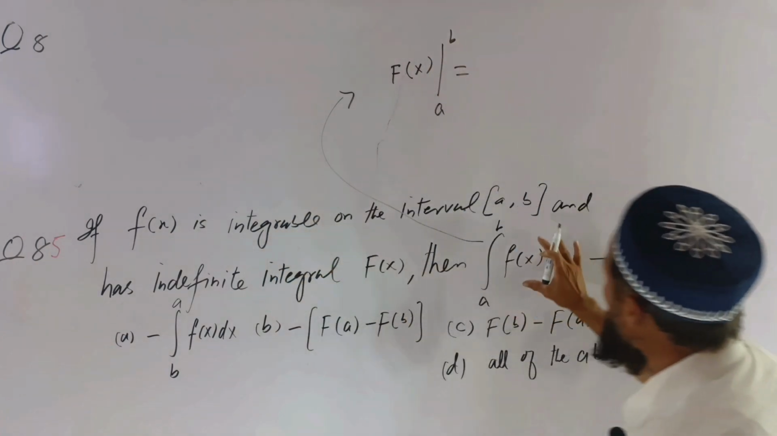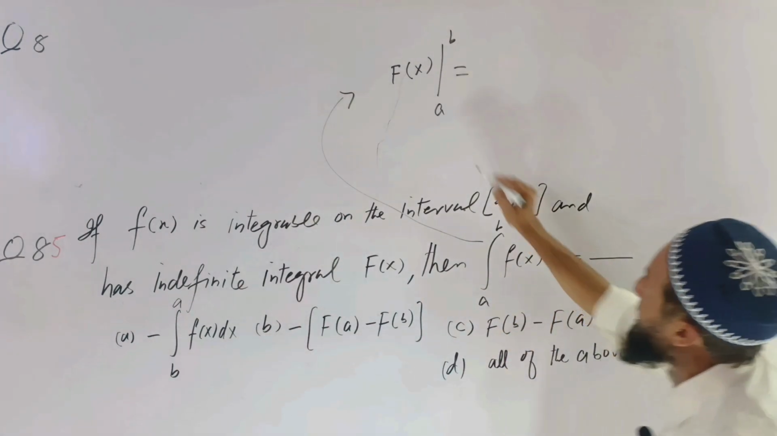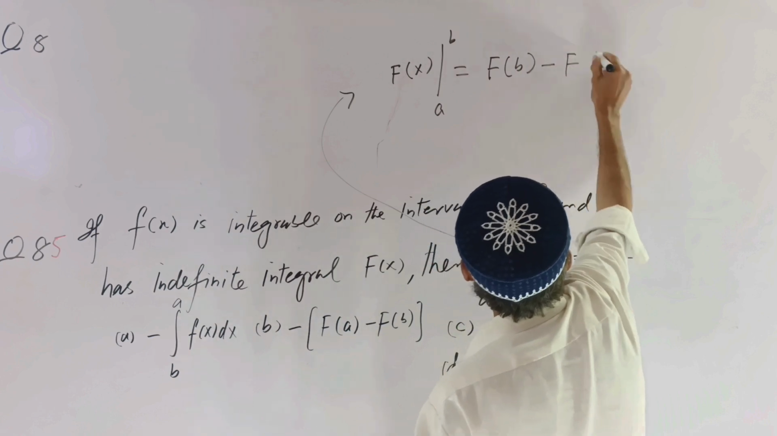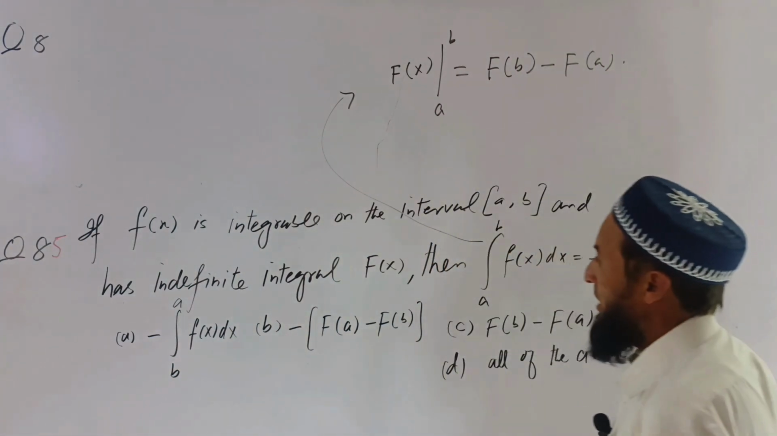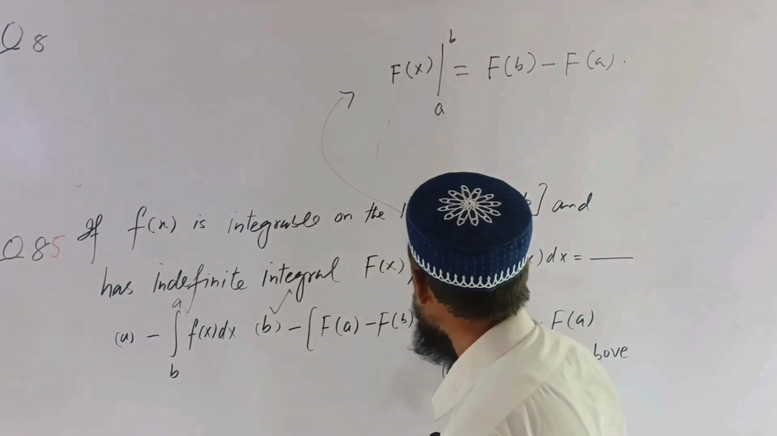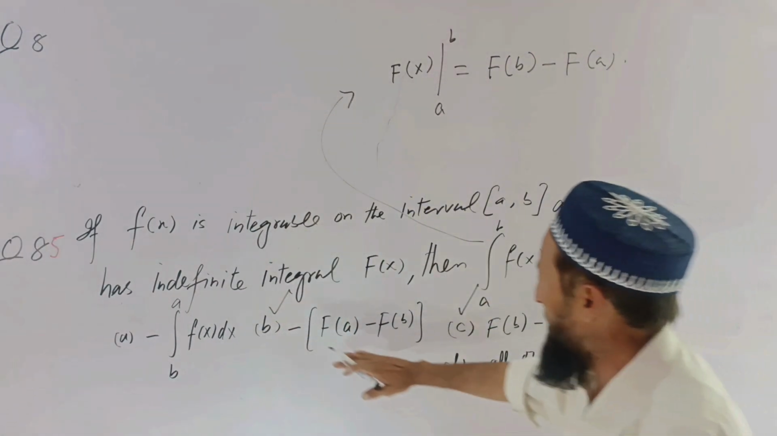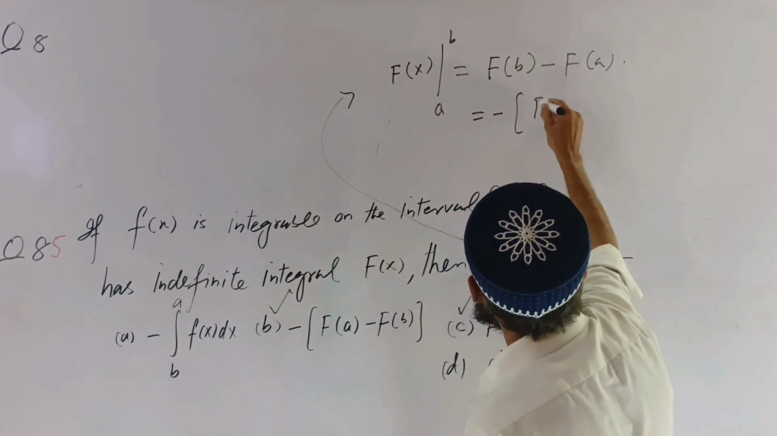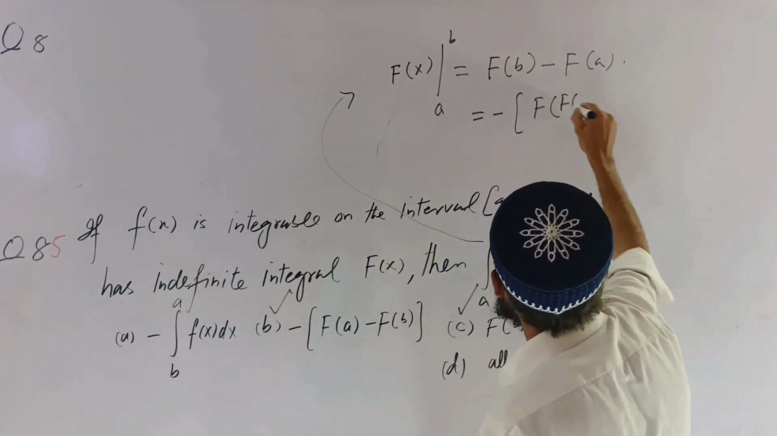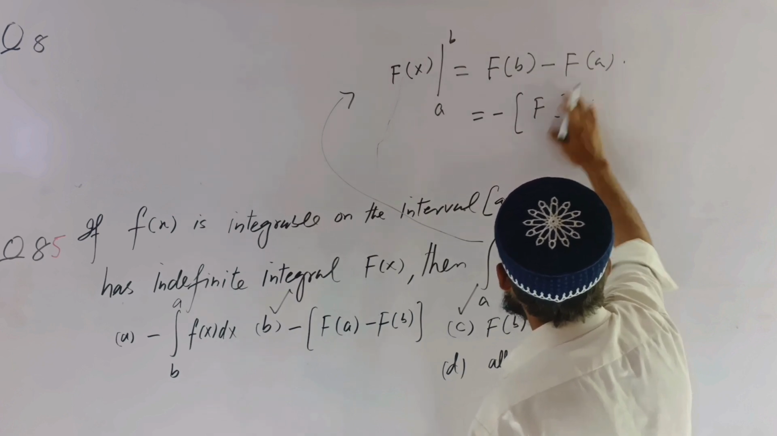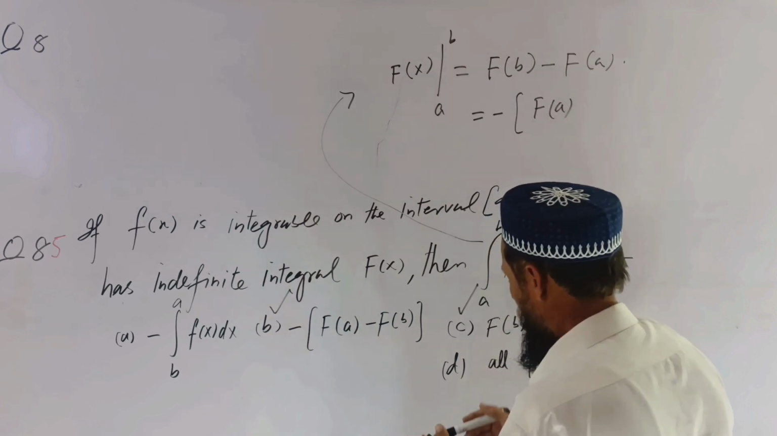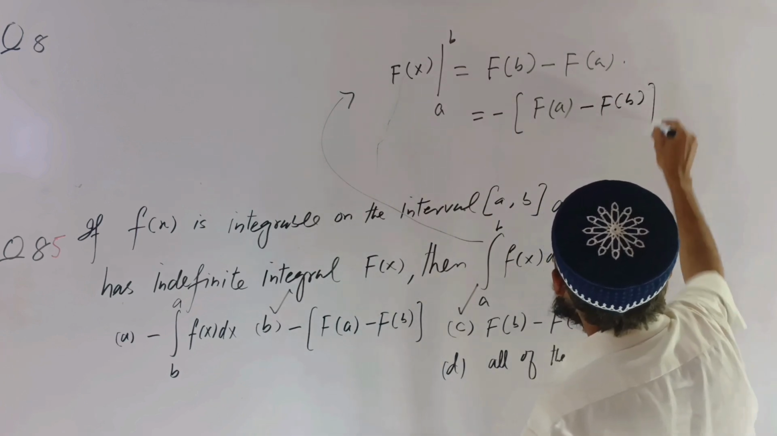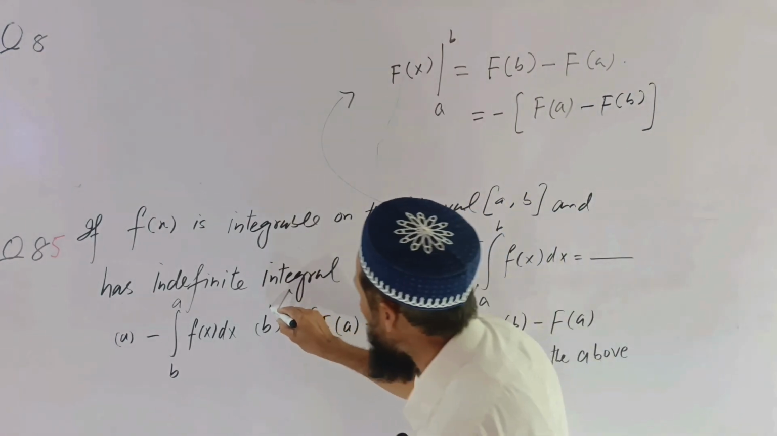If we find the integration, small f of x changes into capital F of x. First of all we put the upper limit and lower limit. So we check the options: option B is also correct, option C is also correct. If we take minus common, we change the limits, and we can write f of a minus f of b. So we get the same result, and option B is also correct.